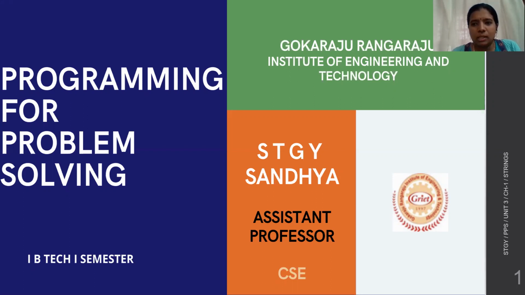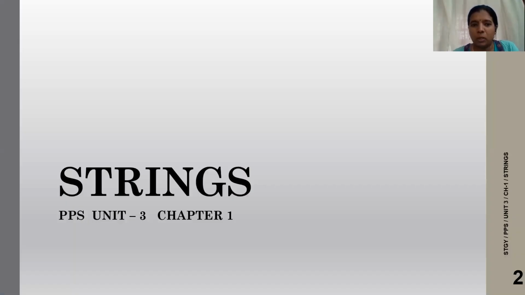Dear students, in this part of the video lecture, as a part of the course Programming for Problem Solving, we will be looking at Unit 3. What is Unit 3? Unit 3 contains two chapters. Chapter 1 is strings and Chapter 2 is functions. So we will take a look at Chapter 1 strings.